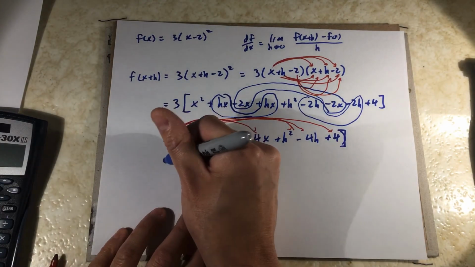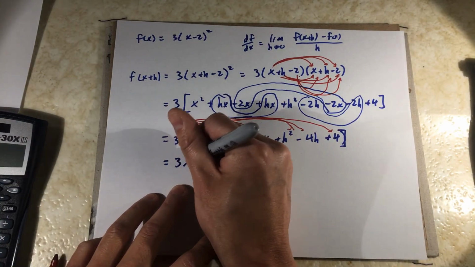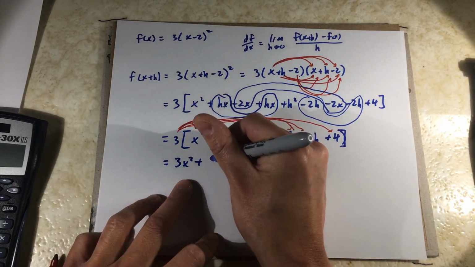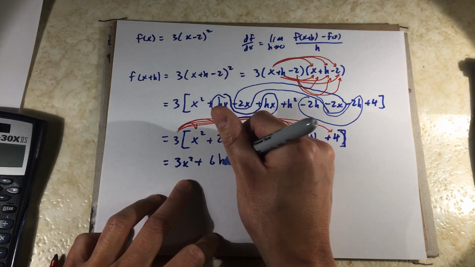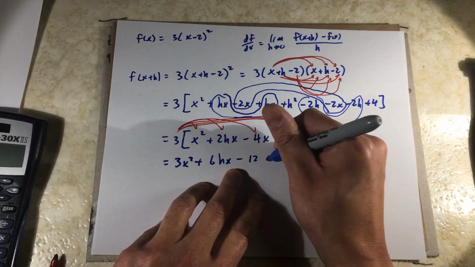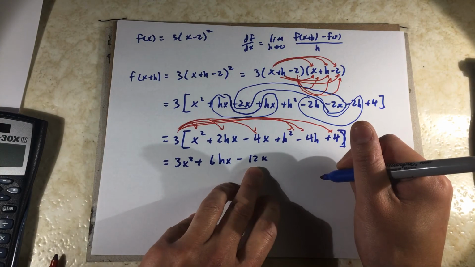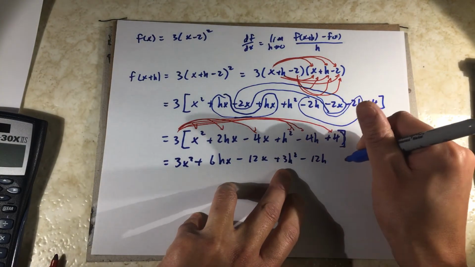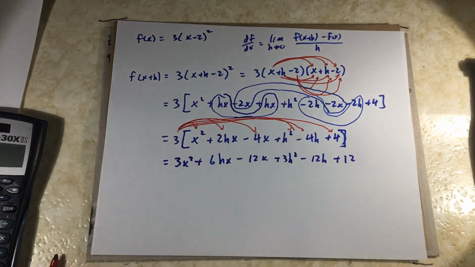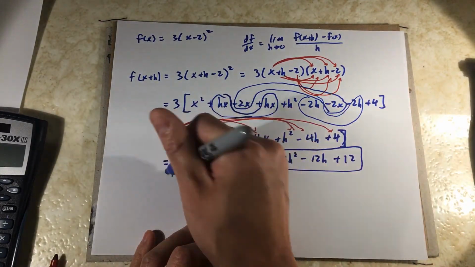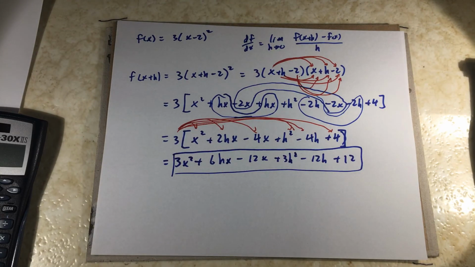So when we do all of that, we get 3x squared. By the way, the one on your homework is not this complicated, but I just want you to be aware of the complexity of the algebra for some of these. 12x plus 3h squared minus 12h plus 12. All right, so that is our f of x plus h.